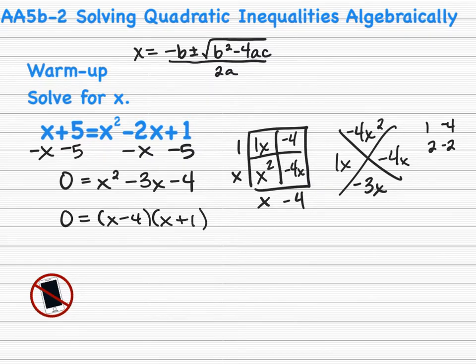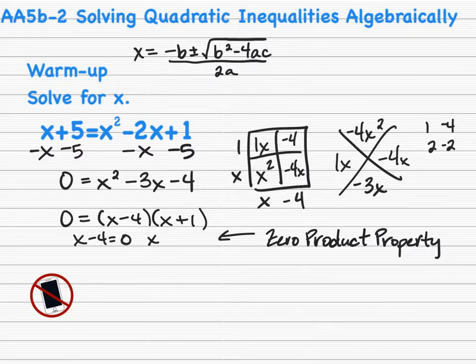So my two factors multiplying together equal 0, this is where I'm going to use the zero product property. You can use either the quadratic formula or the zero product property to solve. It's good to be comfortable with both of them. So the zero product property tells us if we multiply two factors together and they equal 0, then at least one of them has to be 0. So we set x minus 4 equal to 0, that's one of our factors, and x plus 1 equal to 0.